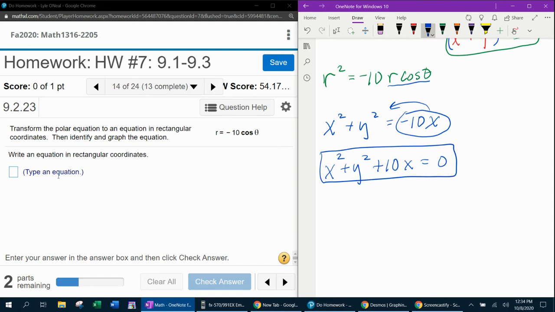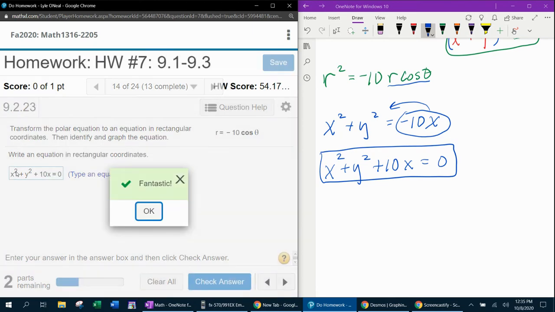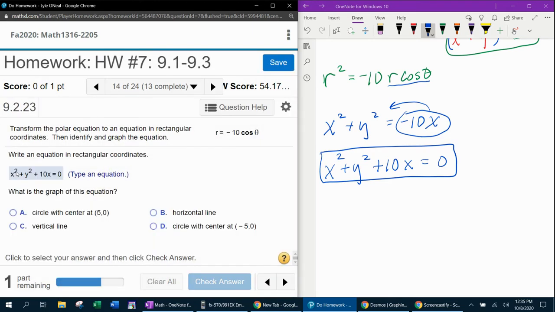Let's see if MyLab Math likes it. x squared plus y squared plus 10x. And I think I probably do need to put the equal to 0. Yay, it liked it. Okay.